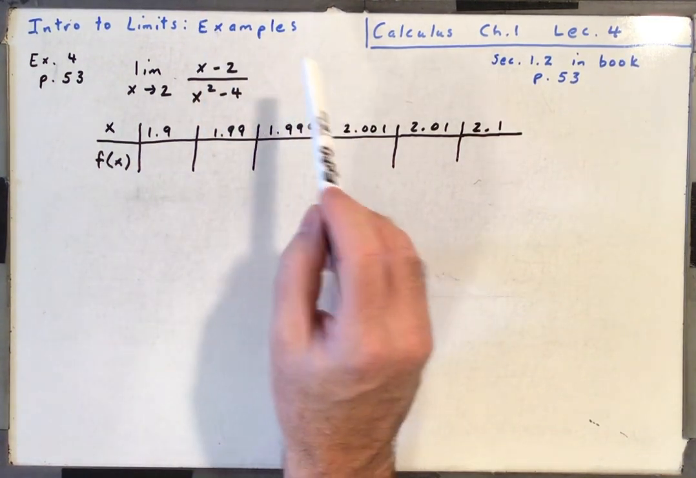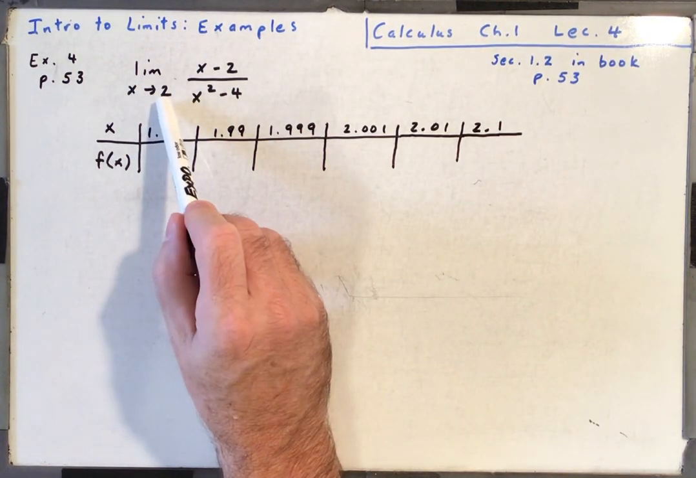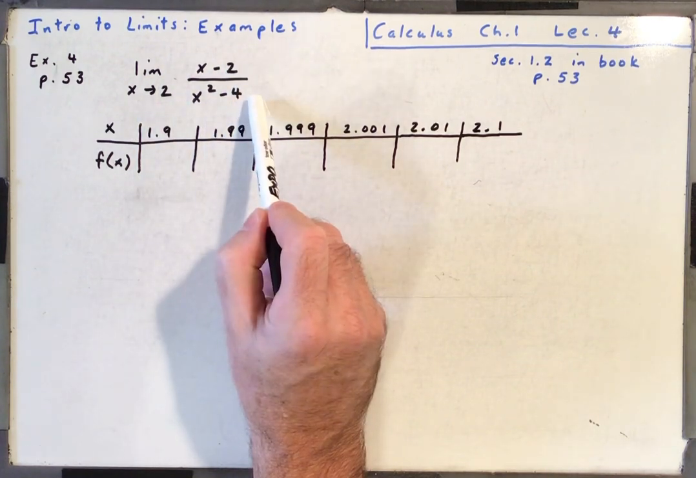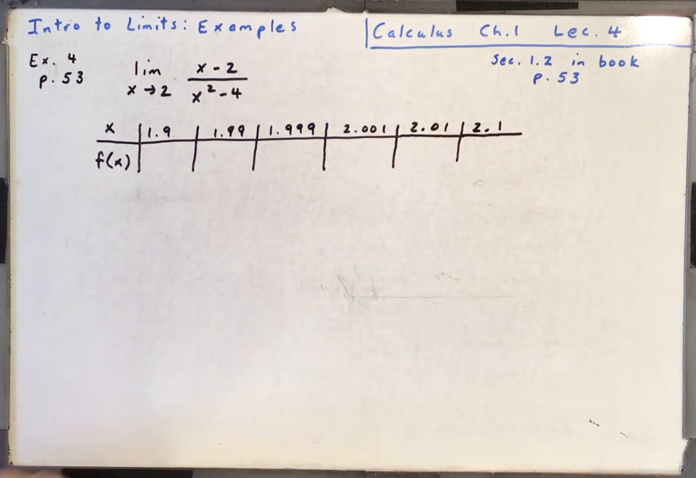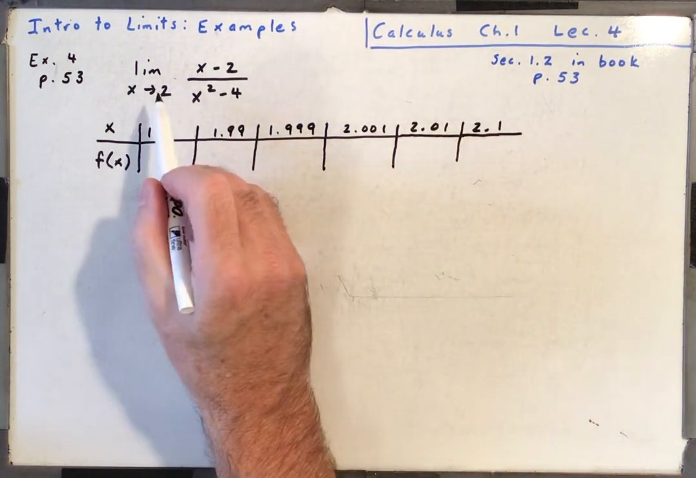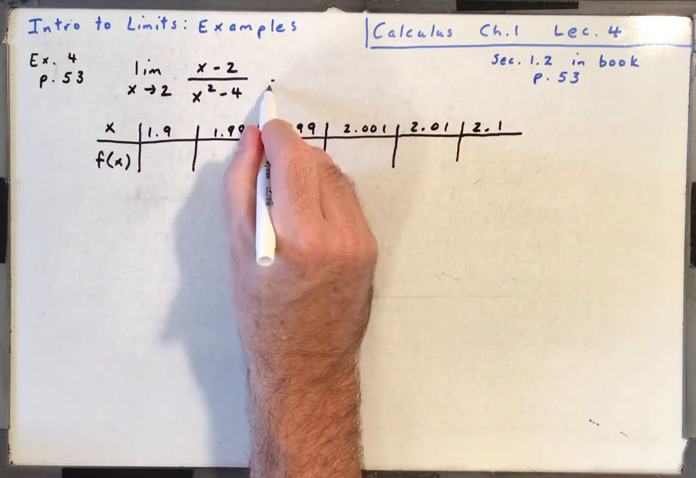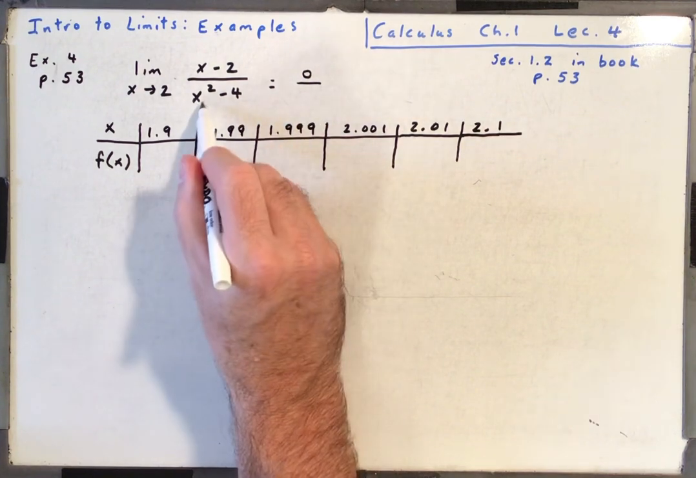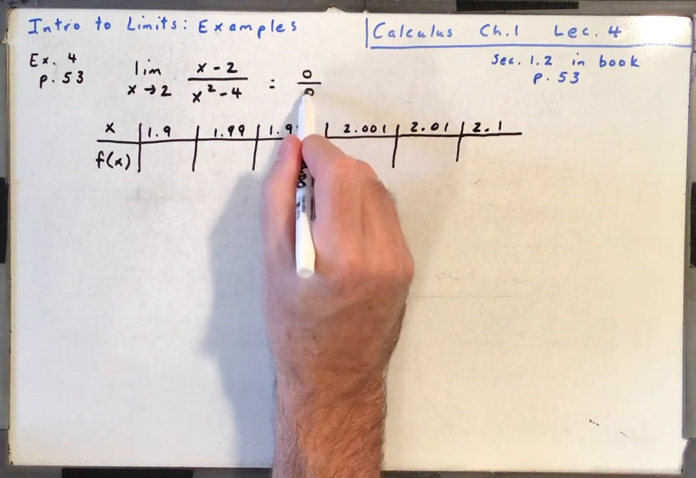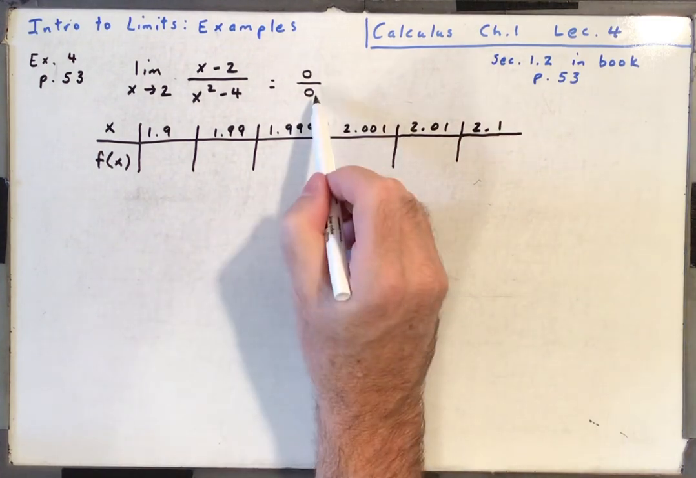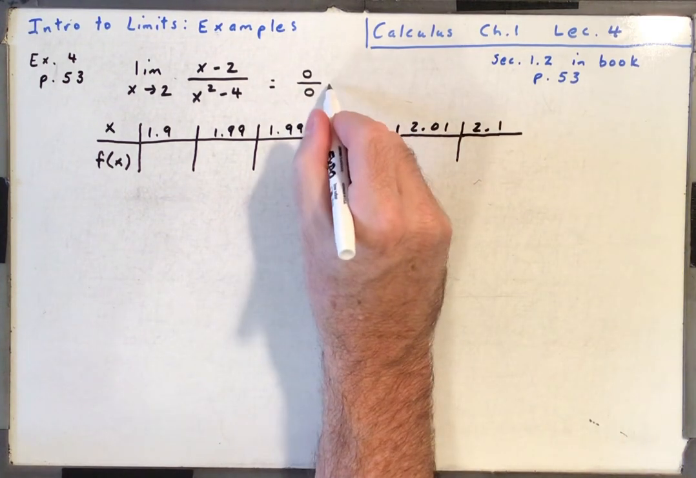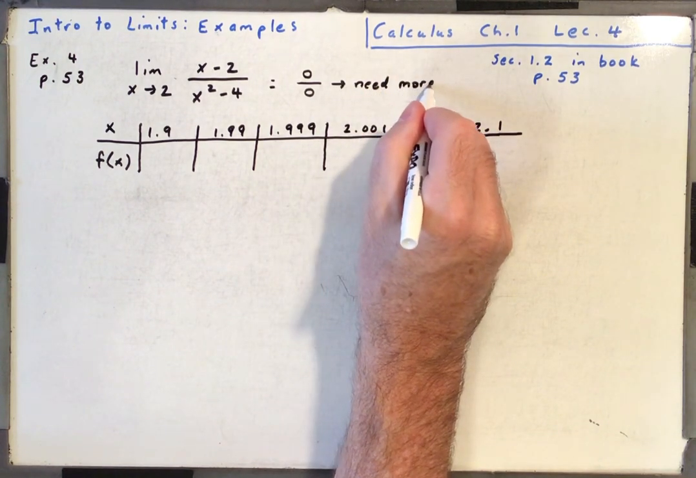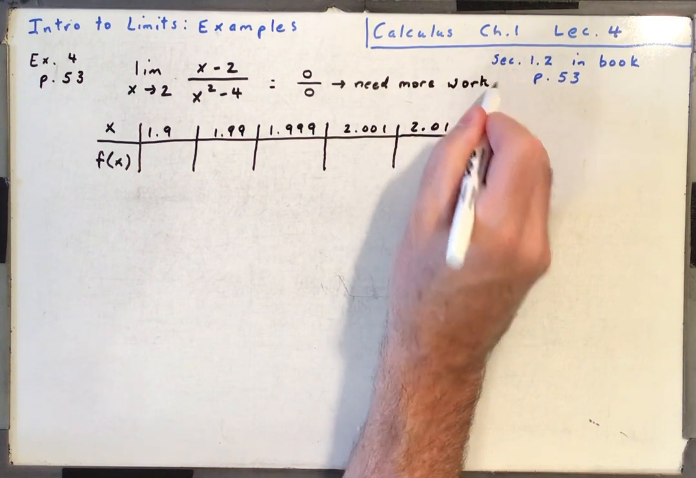So we want to estimate the limit as x approaches 2, this is how you say it, limit as x approaches 2, of x minus 2 over x squared minus 4. Now the thing is, if you plug in 2, you will get 2 minus 2, 0 on top, and 2 squared is 4, minus 4 is 0 on bottom. So that's indeterminate form, so we need more work. So one way to do it is to make a table.